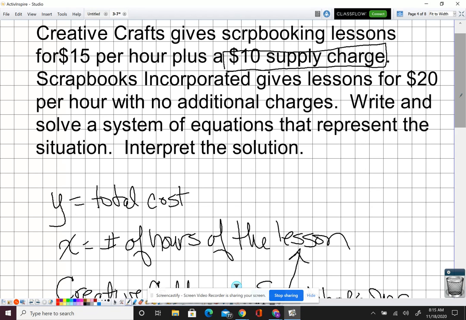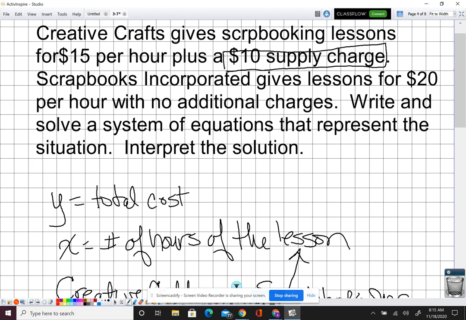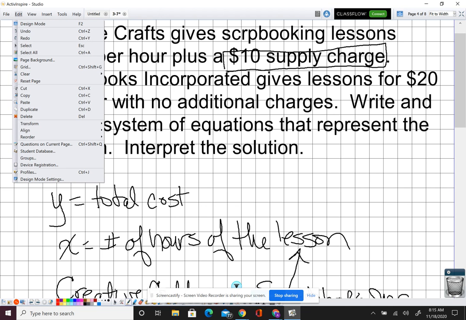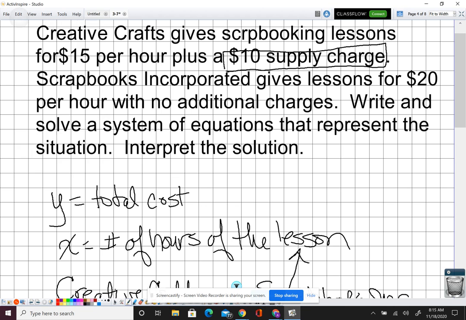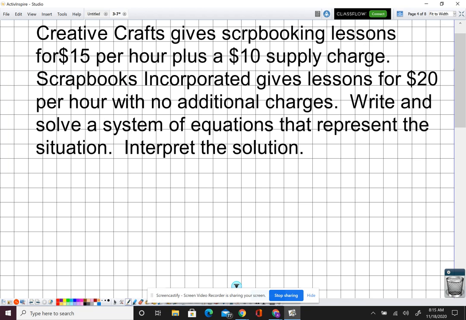So Creative Crafts gives scrapbooking lessons for $15 an hour plus $10 supply charge. So the $10 is going to be there. That's not changing, but the $15, that amount changes based on the number of hours that you're there. Then Scrapbook Incorporated gives lessons for $20 an hour with no additional fee. So solve a system of equations that represents the situation.